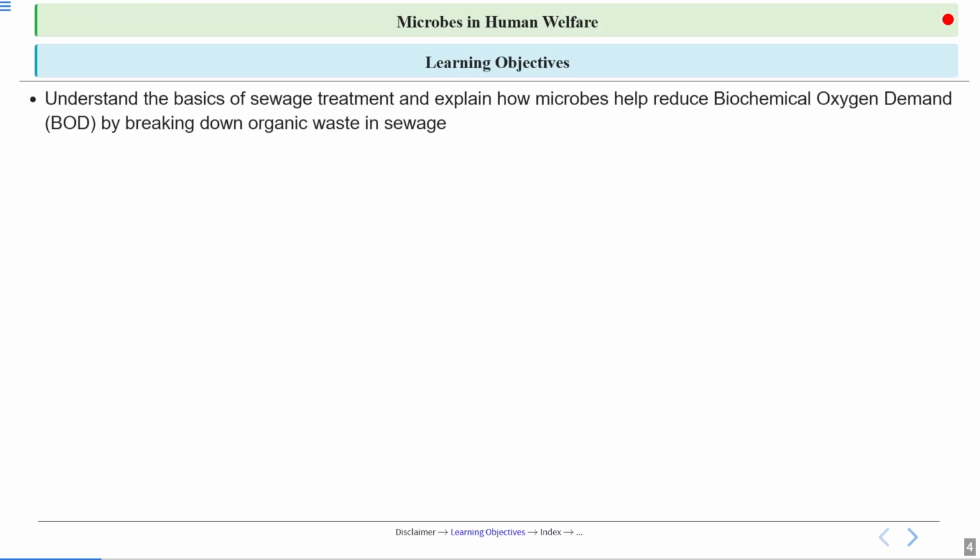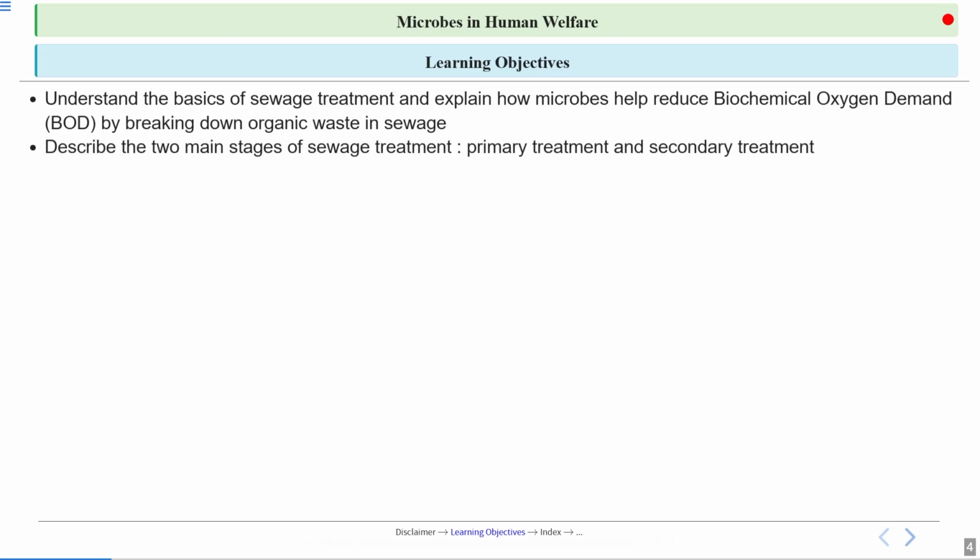Let's understand the objectives of today's session. First, we will understand the basics of sewage treatment. We will also understand how microorganisms help reduce the BOD, which is biological oxygen demand, or you can say biochemical oxygen demand. Basically, these microorganisms break down the organic waste in the sewage and thus bring down the BOD. So we will understand this process.